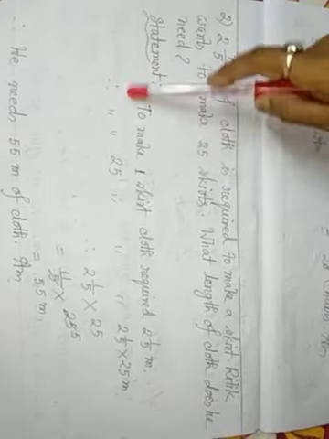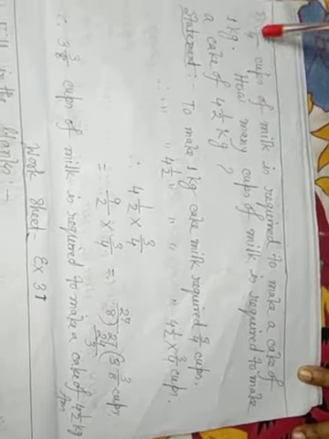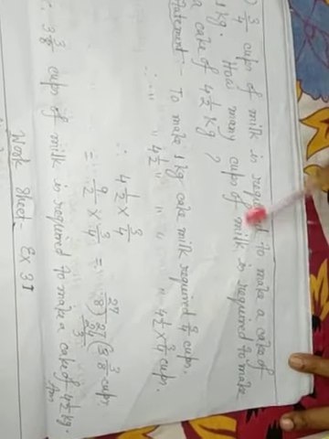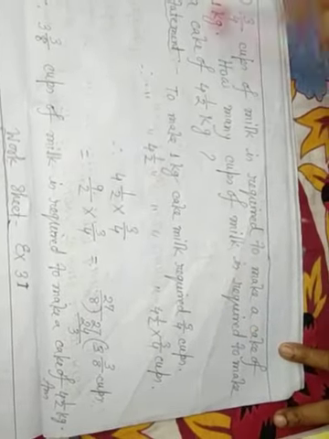3 number. 3 by 4 cups of milk is required to make a cake of 1 kg. If we make 1 kg, the cups of milk required is 3 by 4. How many cups of milk is required to make a cake of 1 by 2 kg? See, if we make 1 by 2 kg, how much milk is required?